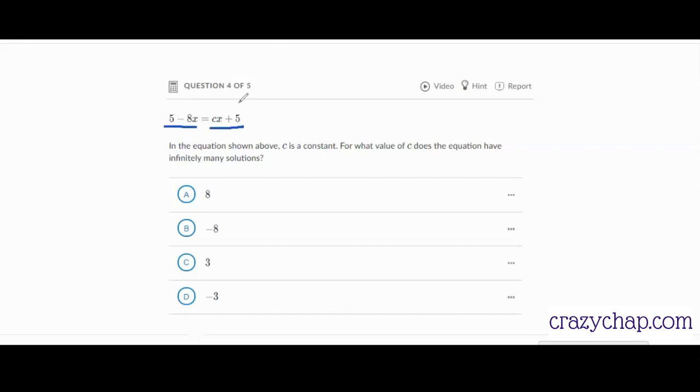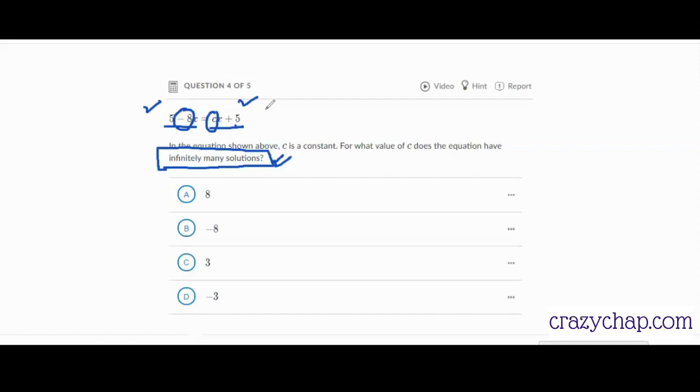Okay, so if both have to be equal, it means this c must be equal to negative 8, right? Please understand, again saying, because the equation has infinitely many solutions, and to have infinitely many solutions, the right side of the equation and the left side of the equation should always be equal.